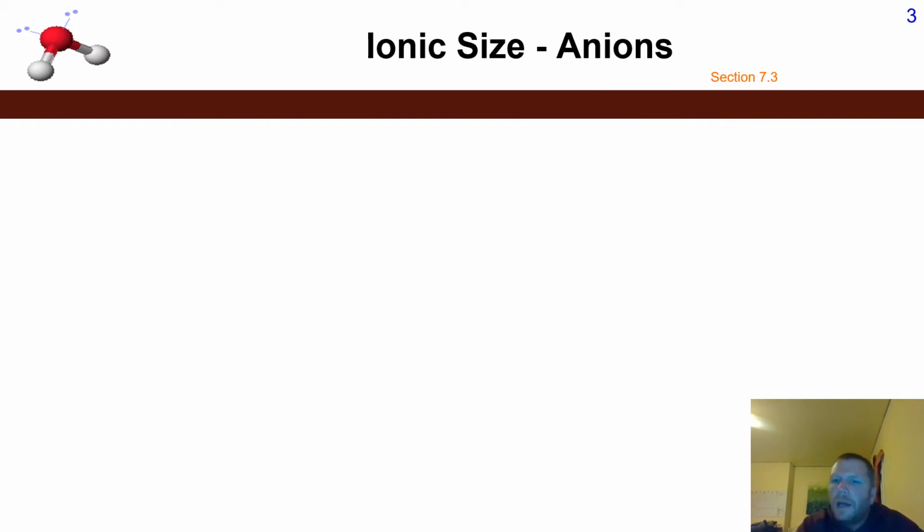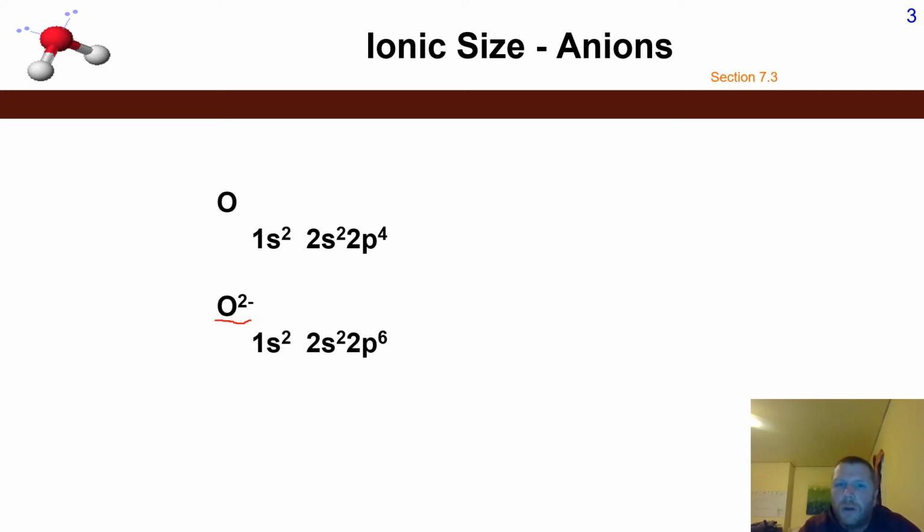An anion has an extra electron, so it's going to have an overall negative charge. If we look at something like oxygen, oxygen has an electron configuration of 1s2, 2s2, 2p4. The oxide anion has 2 additional electrons. Where are those 2 additional electrons going to be found? Those 2 additional electrons are going to be added to that 2p orbital. So you're going to have an electron configuration of 1s2, 2s2, 2p6.